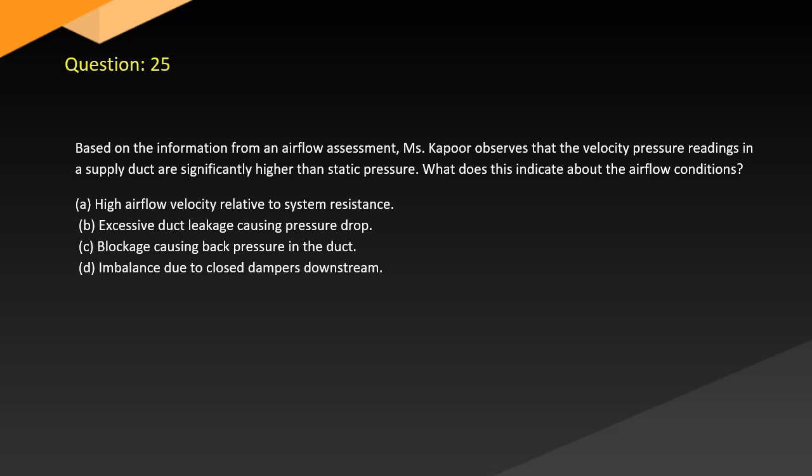Question 25. Based on the information from an airflow assessment, HRConquer observes that the velocity pressure readings in a supply duct are significantly higher than static pressure. What does this indicate about the airflow conditions? A. High airflow velocity relative to system resistance. B. Excessive duct leakage causing pressure drop. C. Blockage causing back pressure in the duct. D. Imbalance due to closed dampers downstream.